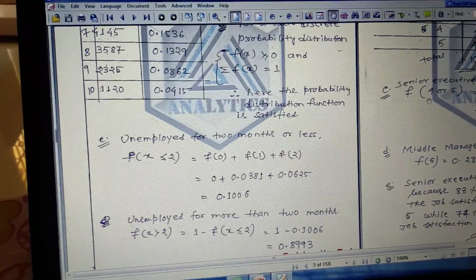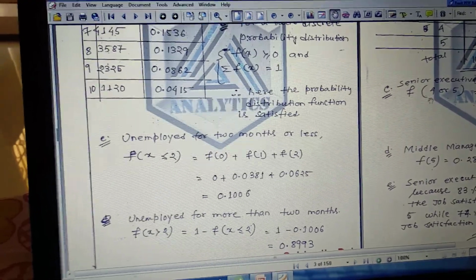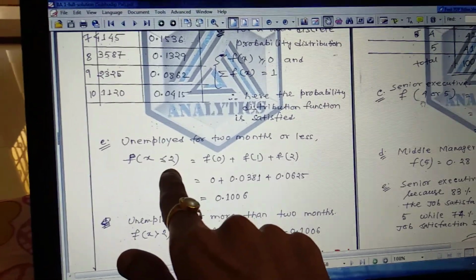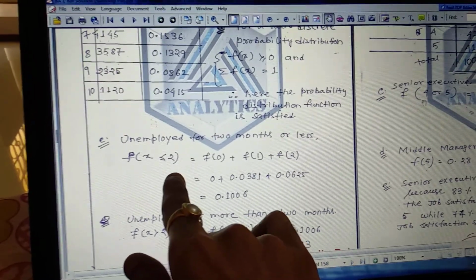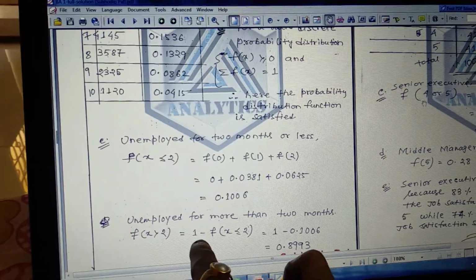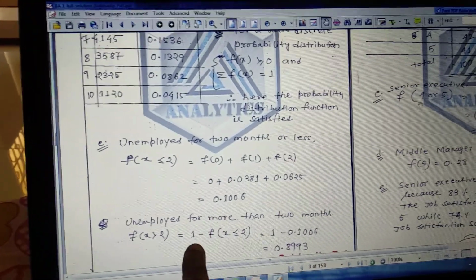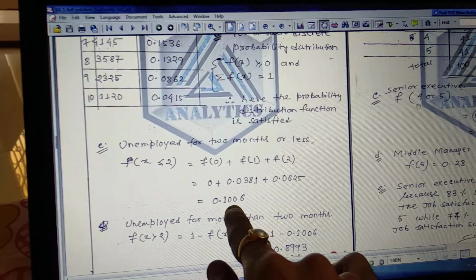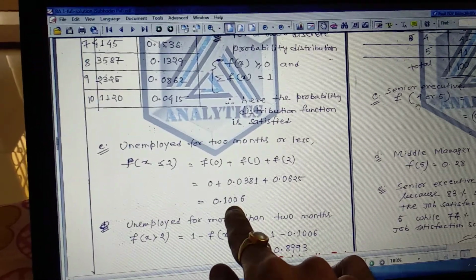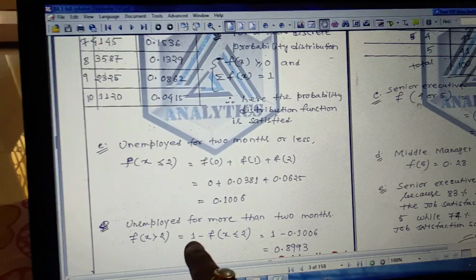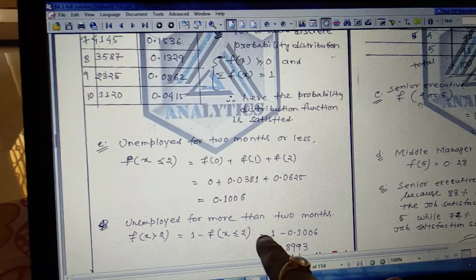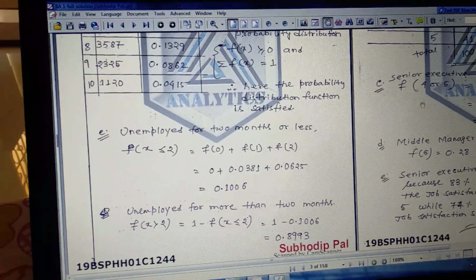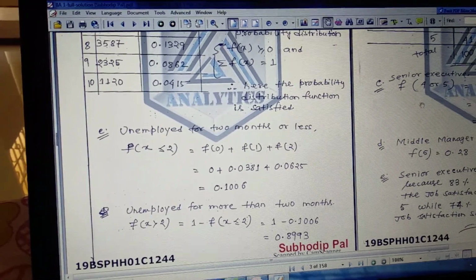Next was the probability of an unemployed person for more than 2 months. We have already found the probability of being unemployed for 2 months or less. We know that the total probability should always be 1 and should not exceed 1. So if we subtract the probability for 2 months or less from 1, that is 1 minus P(x ≤ 2), we get the probability of being unemployed for more than 2 months. That will be 0.08993.